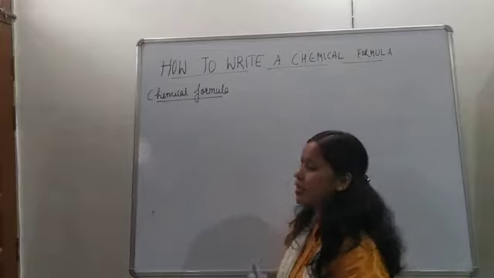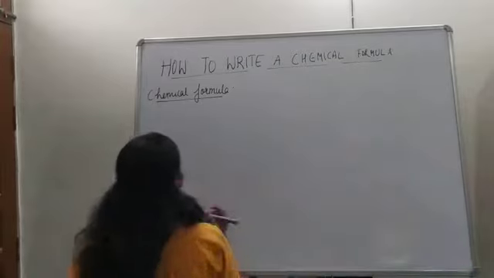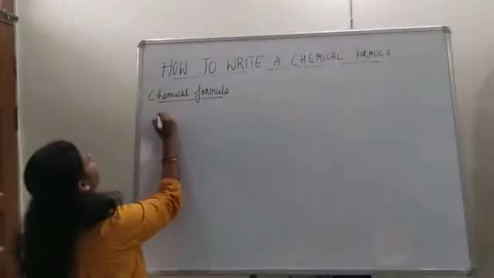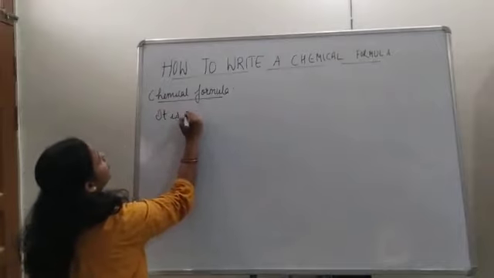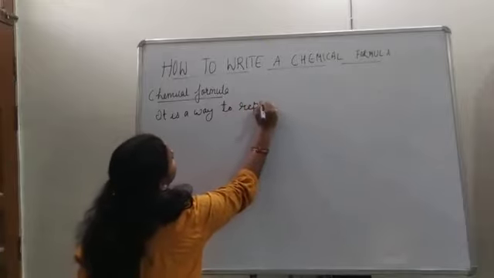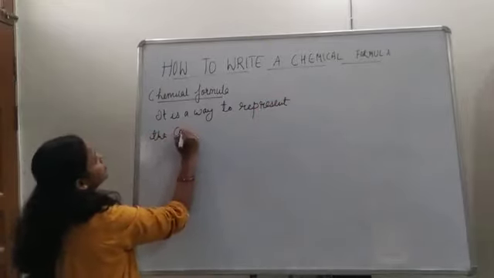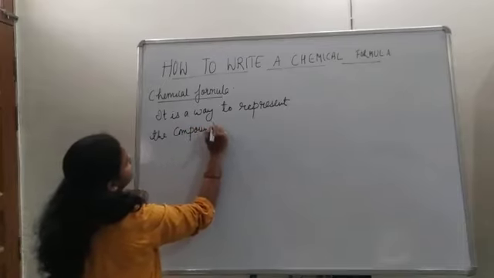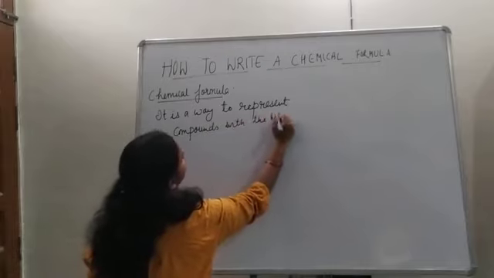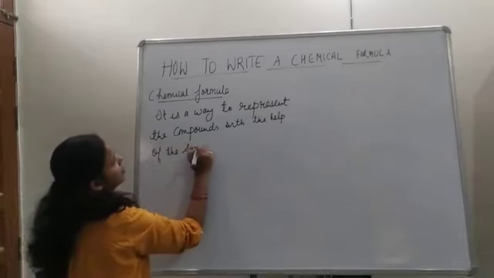Chemical formula is a way to represent a compound by the symbol of its element. Chemical formula क्या होता है? Chemical formula, it is a way to represent the compounds with the help of the symbol of the elements.